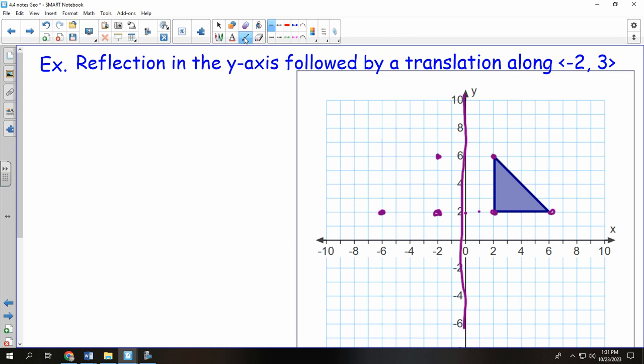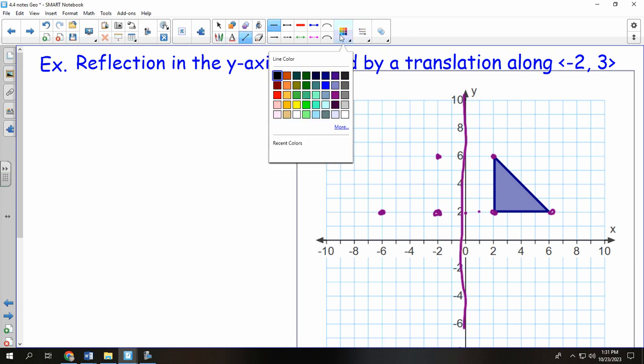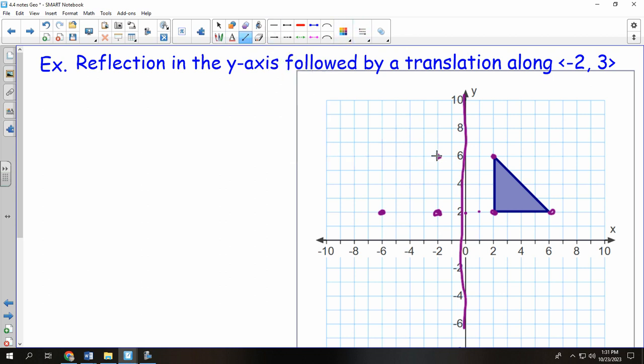Then we grab our line. Should we make it match? Why not? Purple for everybody. So here's our reflection along the x-axis, sorry, along the y-axis, check, followed by a translation, -2, 3. So we're going to take each of our points, we're going to go left 2 units because it's negative, and we're going to go up 3.